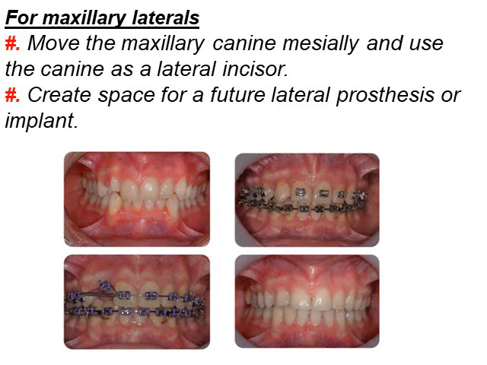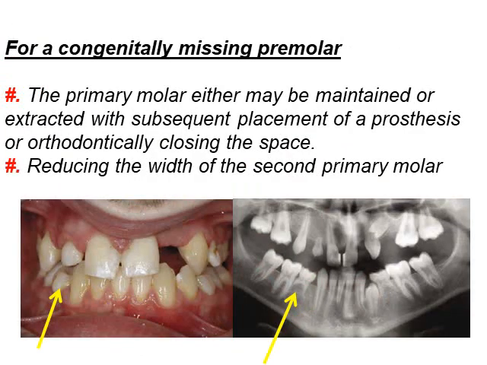Or we can create a space for a future lateral prosthesis or implant. For a congenitally missing premolar, the primary molar either may be maintained or extracted with subsequent placement of a prosthesis, or orthodontically closing the space.